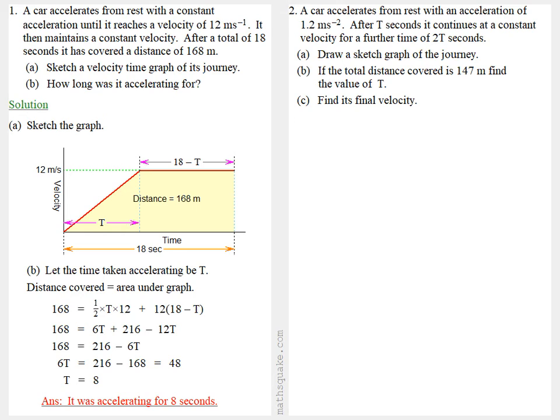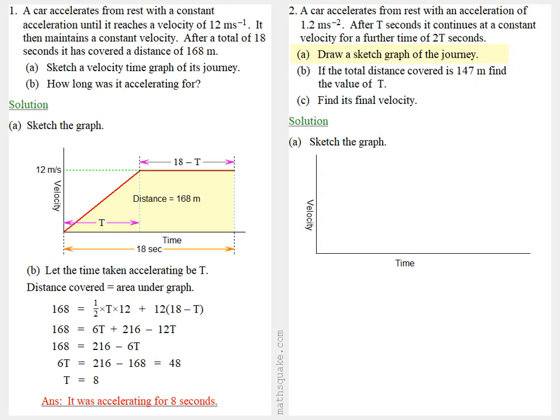In question 2, we're told a car accelerates from rest with an acceleration of 1.2 meters per second squared. After t seconds, it continues at a constant velocity for a further time of 2t seconds. In part A, we're asked to draw a sketch graph of the journey.